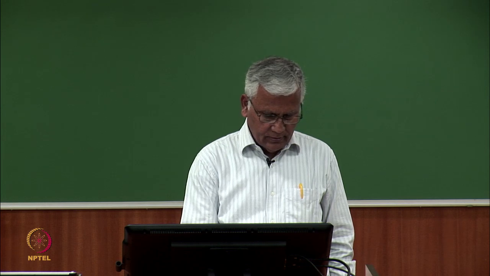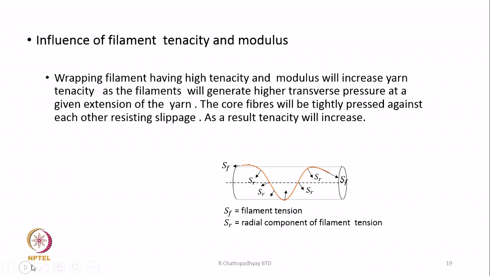The other one is filament parameters, where the tenacity and the modulus are the most important parameters. There could be other parameters also, the fineness of the filament, or the breaking extension of the filament could also be another parameter. But here the filament tenacity and modulus. Regarding the wrapping filament, here a diagram has been shown where the cylinder is representing the core bundle of fibers, and the orange line is indicating the wrapping filament.